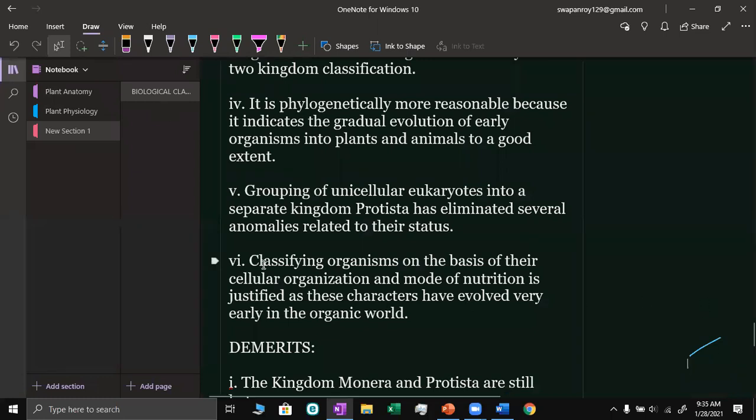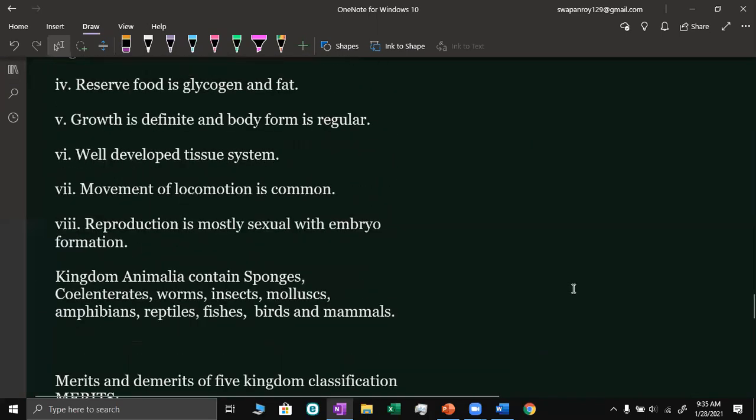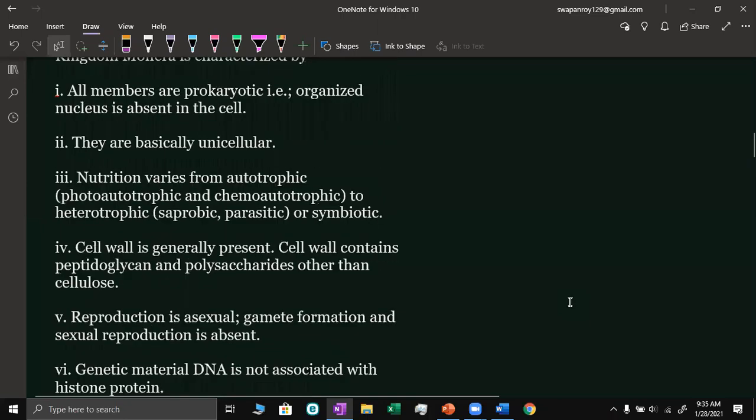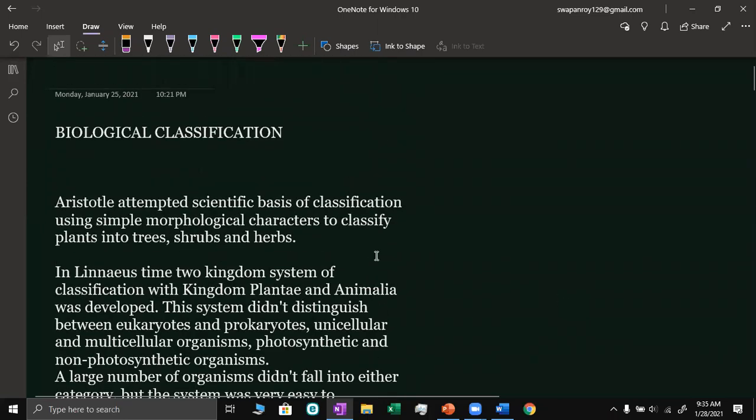We'll start today this classification of organism. Okay. That biological classification. Biological classification. This was, we know very commonly that there is one classification.